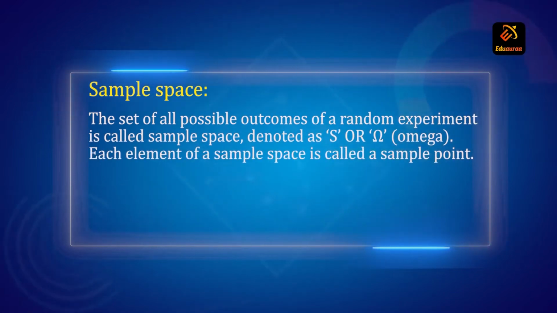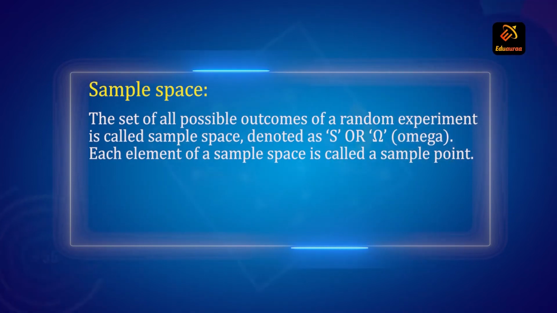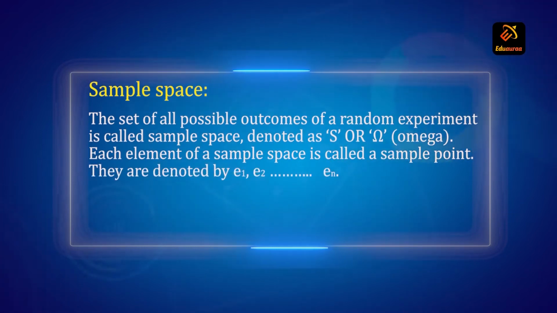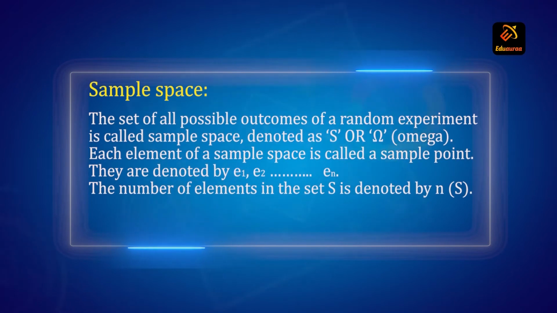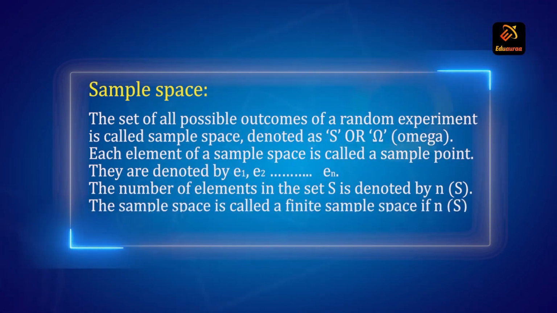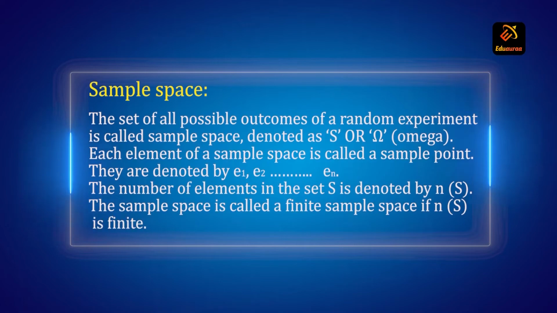Each element of a sample space is called a sample point. They are denoted by E1, E2, etc., up to En. The number of elements in a set S is denoted by n(S). The sample space is called a finite sample space if n(S) is finite. The following are the examples of finite sample space.